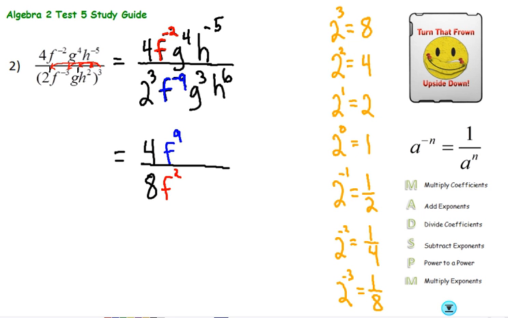Now let's go ahead and squeeze in the g. And actually, the g on the bottom is also a positive exponent, so that would stay the same. h to the negative 5 needs to turn its frown upside down. Turning the frown upside down just means take the reciprocal, and the negative exponent becomes a positive exponent. So that would come to the bottom and be h to the positive 5. And then the last one here would be h to the positive 6.